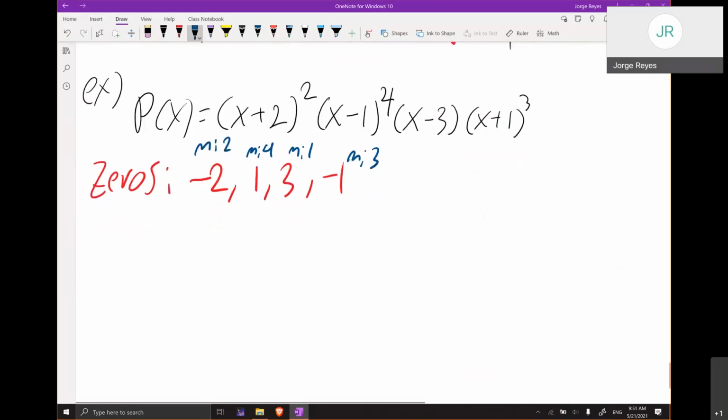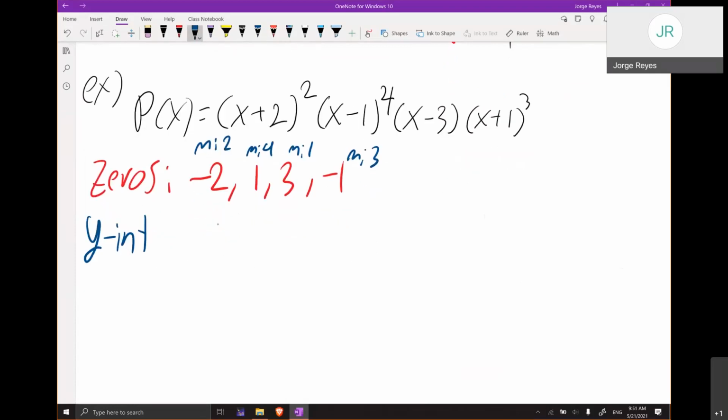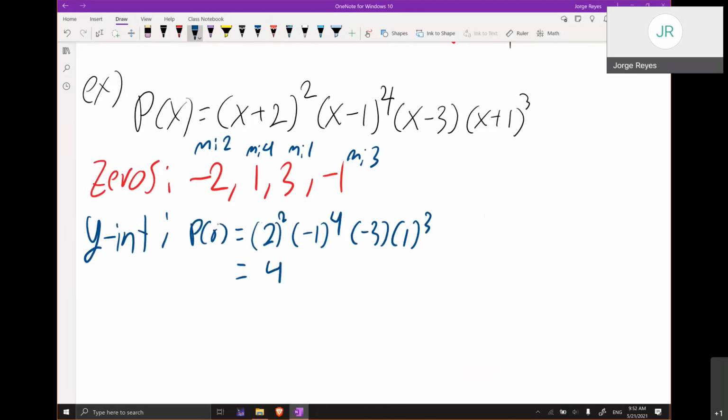The y-intercept I have to figure out. Oh, actually, it's not that bad. I have to plug in 0. So P of 0 is going to be 2 squared, notice the powers are doing stuff here, guys, times -3, times -1 cubed. So that's going to be 4 times -3, because this is 1 and that's 1. So that's -12. That's not too bad.